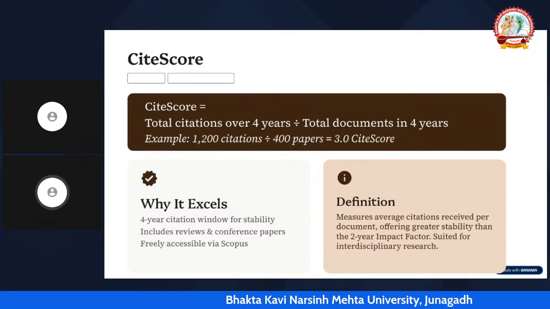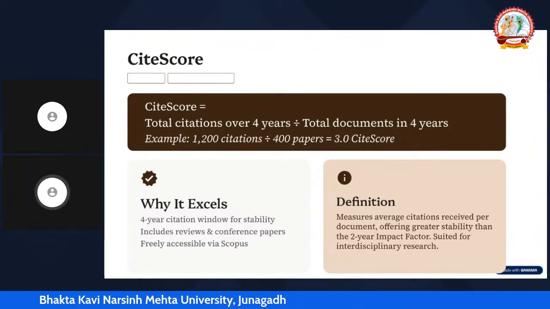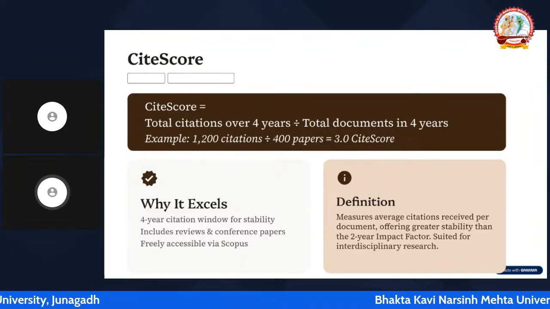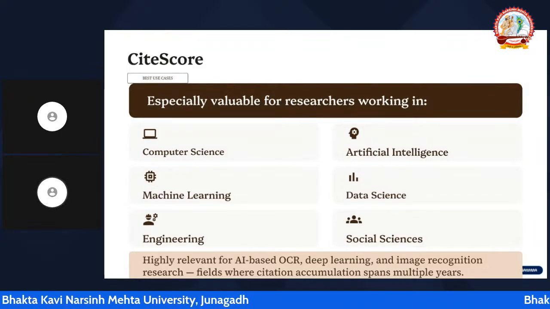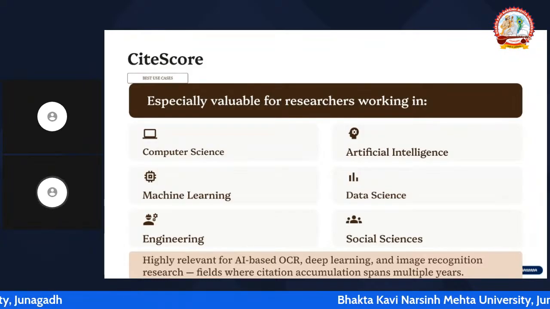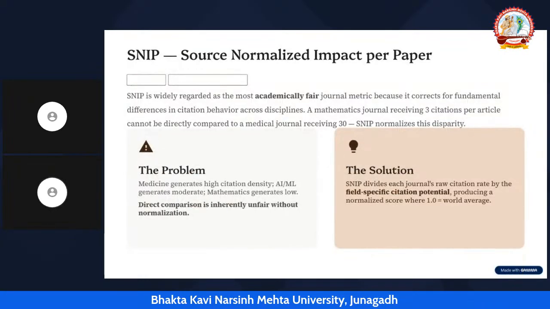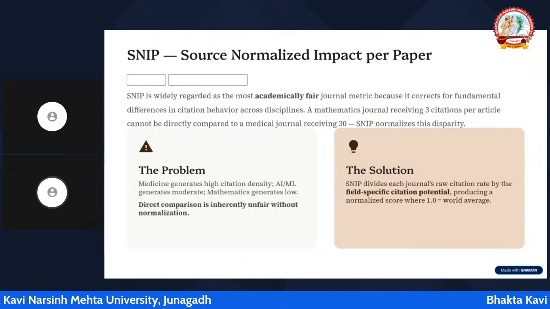As an example, if a particular journal has 1200 citations with the help of 400 papers, so the CiteScore is 3. CiteScores are especially valuable for computer science, artificial intelligence, data science, social science, engineering, as well as so many areas. Third one, that is Source Normalized Impact per Paper.